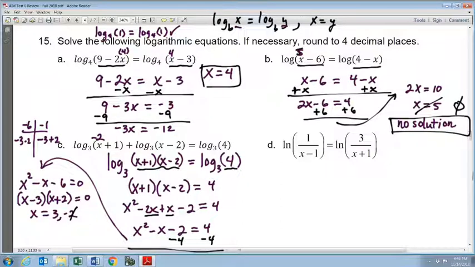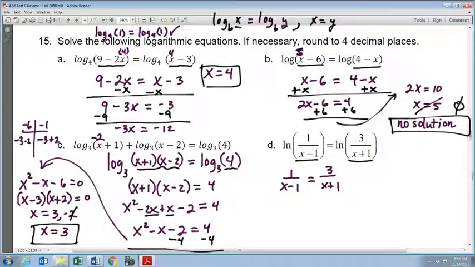If you plug negative 2 into that first log, it'll be the log base 3 of negative 1, because negative 2 plus 1 is negative 1. We cannot take the log of a negative, so we have to throw that one out. You can verify that the 3 does work. All right, on letter D, we have log equals log, so let's set our inner parts equal.